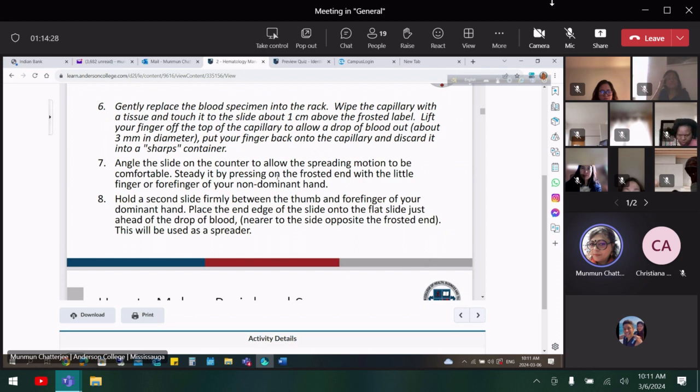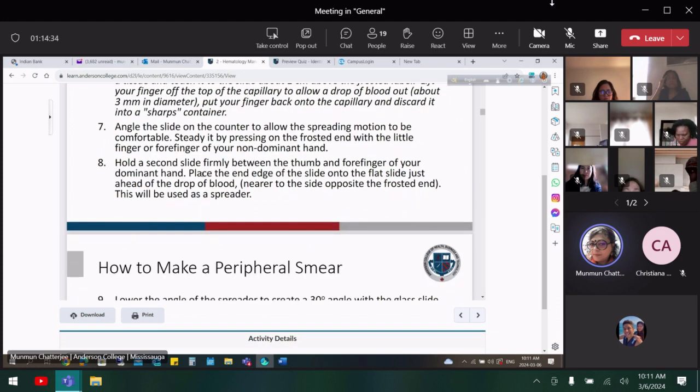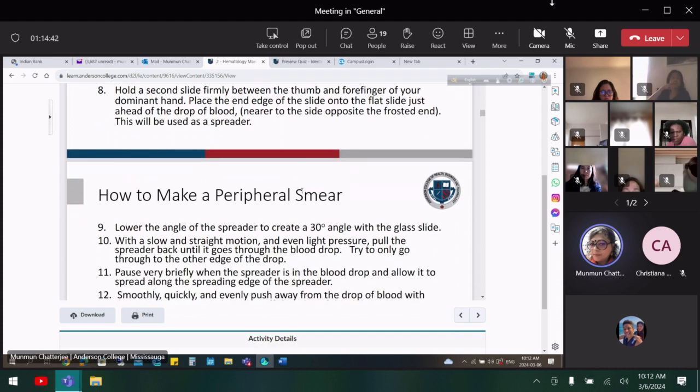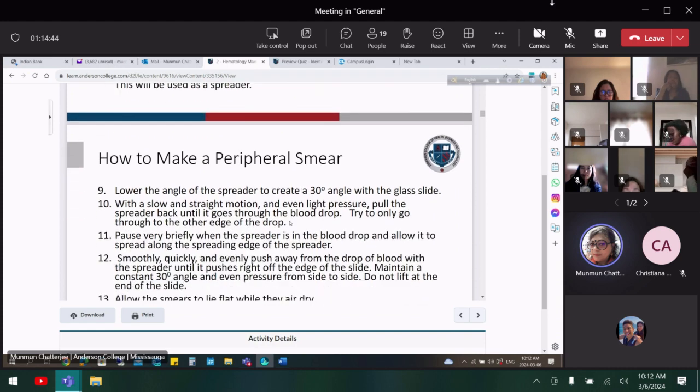Steady it by pressing on the frosted end with the little finger or forefinger of your non-dominant hand. Hold a second slide firmly between the thumb. These are not going to come in the exam, but you are going to show how you are going to do that, or we can see the video.